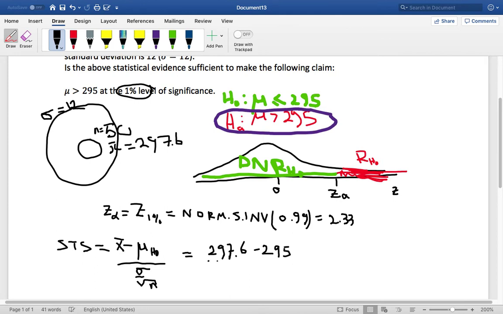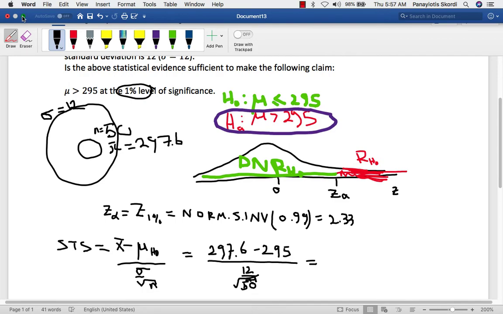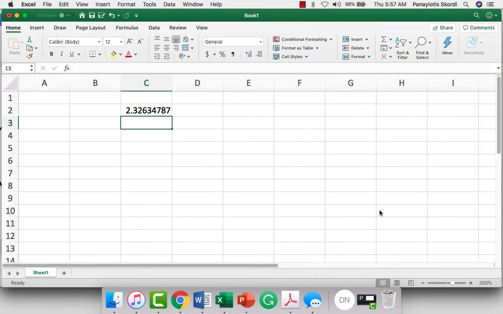And that's going to be divided by the standard deviation, which is 12 over the square root of the sample size, which we said is going to be 50. There you go. Okay, what does that equal to? Let's go over to Excel. See if that can help us out.